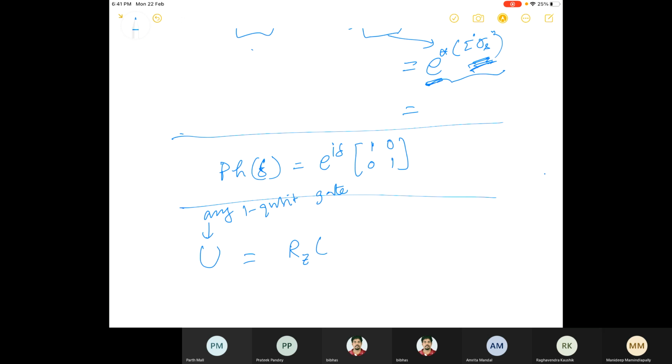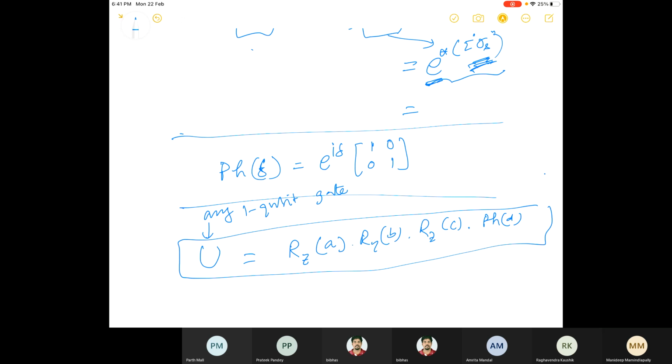You can always write this as Rz of something, let's say Ry of b, a product, and Rz of c, and then the phase gate d, for some a, b, c, d. It is always possible. How do you decide the values of a, b, c, d? Maybe I'll talk about it next day, but this is always possible.